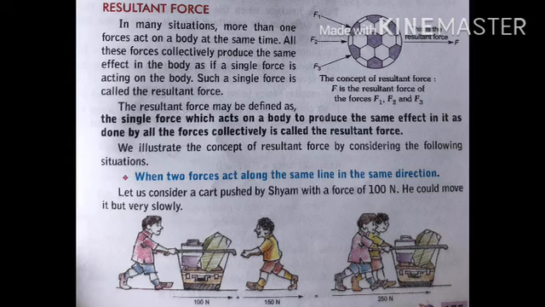If an object is acted upon by two equal forces along the same line but in opposite directions, the resultant force acting on the object is zero and the object does not move.